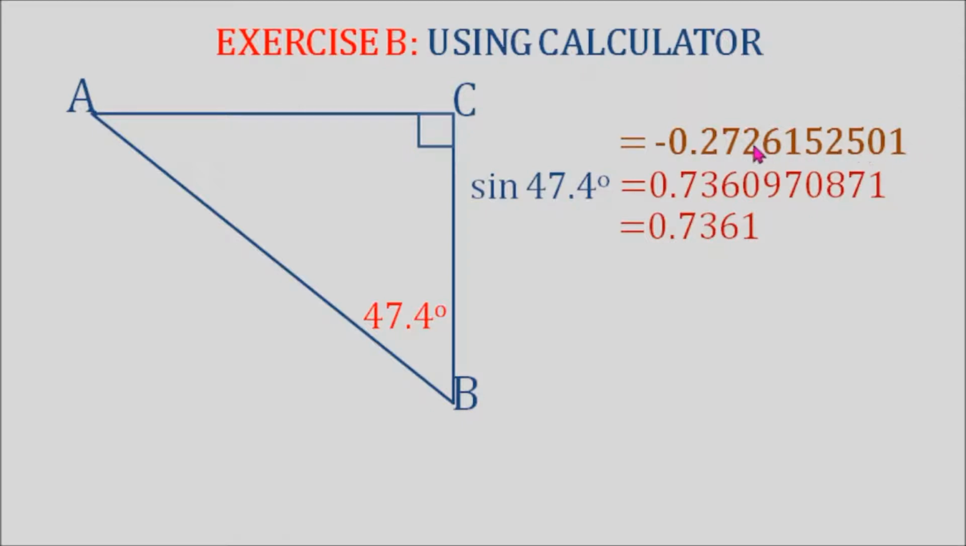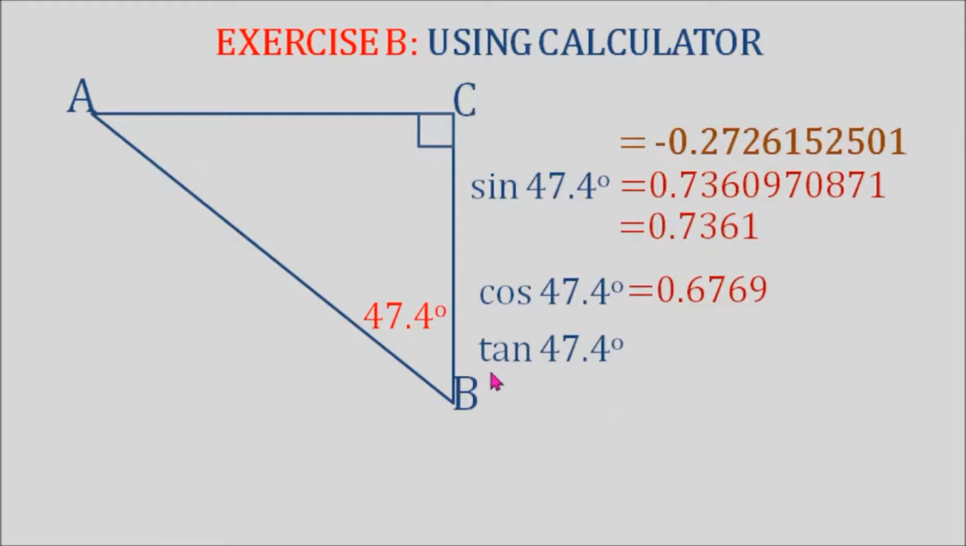If your calculator gives you negative 0.272615250, your calculator is in radian mode, and you have to change it from radian to degree mode. Now, how about cosine 47.4 degrees? Again, you have to press the cos key, then enter the number 47.4 and just ignore the degree symbol. Our answer in 4 decimal places is 0.6769.